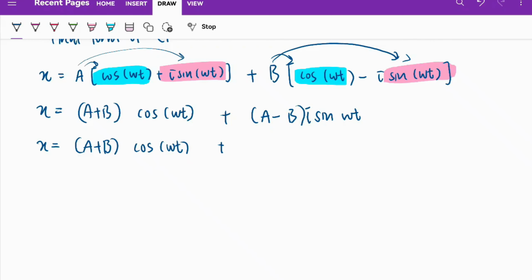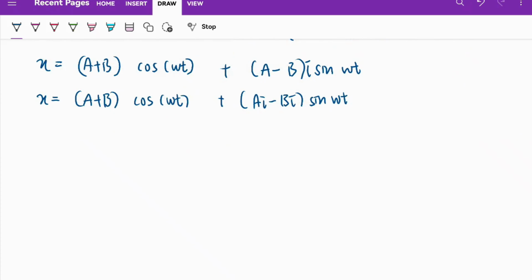That means I'm going to write it as AI minus BI, so that I can name it together. Because we don't want to have imaginary numbers in our x function when we are doing simple harmonic motion, right? Okay. So now, I'm going to rewrite this, the grand equation.